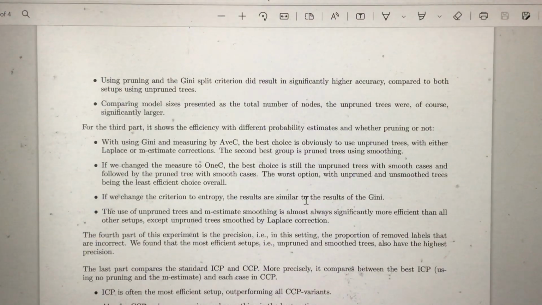the pruned trees are more accurate, so they relatively don't need more numbers of the nodes. Yeah. Okay.